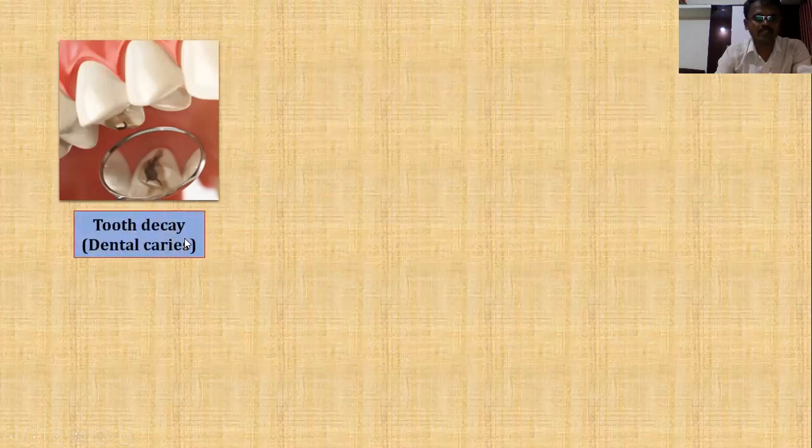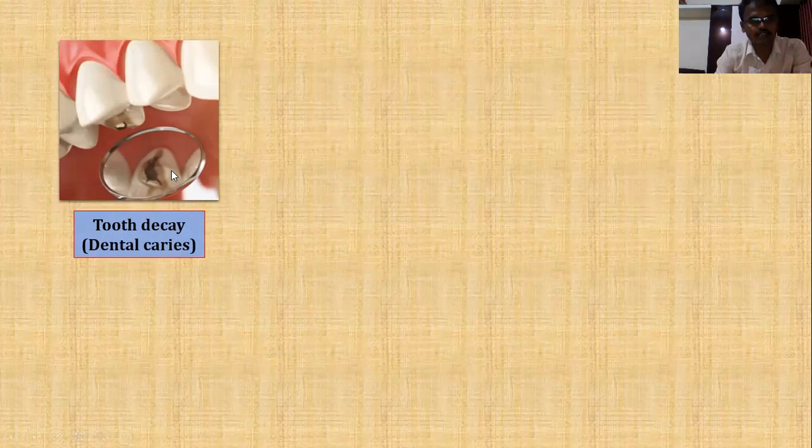Another important example is this one. Take a look at this. Can you identify what it is? Yes, if you go to a dentist, generally the dentist will be found associated with such cases. Yes, this is a tooth decay. It is a typical tooth decay or dental caries. We call it dental caries.